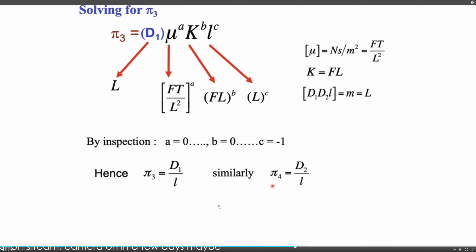Similarly for pi group 4, you will have D2, right? Diameter 2 divided by the length. Okay, now we have the 4, right? We have all 4 dimensionless groups.